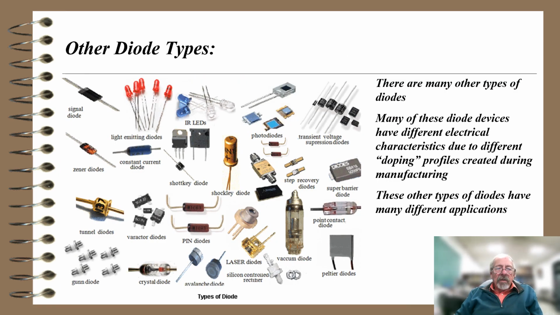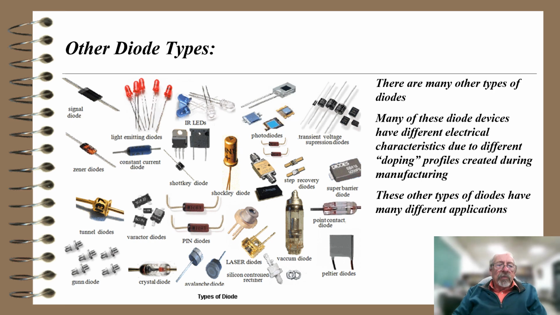So there are many other types of diodes here. This diagram shows the many other types. Many of these diode devices have different electrical characteristics due to different doping profiles created during manufacturing. By that we mean that maybe I have a diode where the N is N++, or heavily doped N, and the P side might be P-, or lightly doped P-type. So these different doping profiles created during manufacturing can give different electrical characteristics. And so these other diodes here have many different applications.